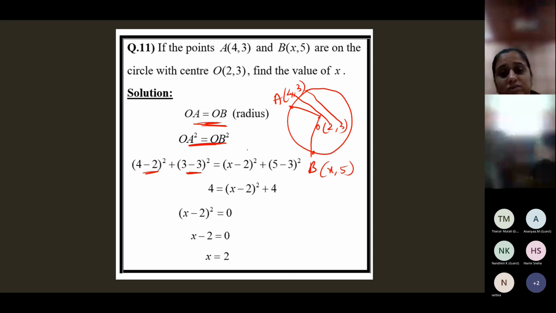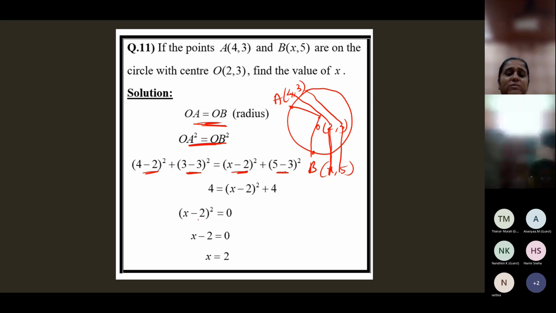Then OB square. So use the coordinates of O and B. Subtract the x coordinates: (x minus 2) or (2 minus x), anything, the whole square. Subtract the y coordinates, in any order: (5 minus 3) the whole square.